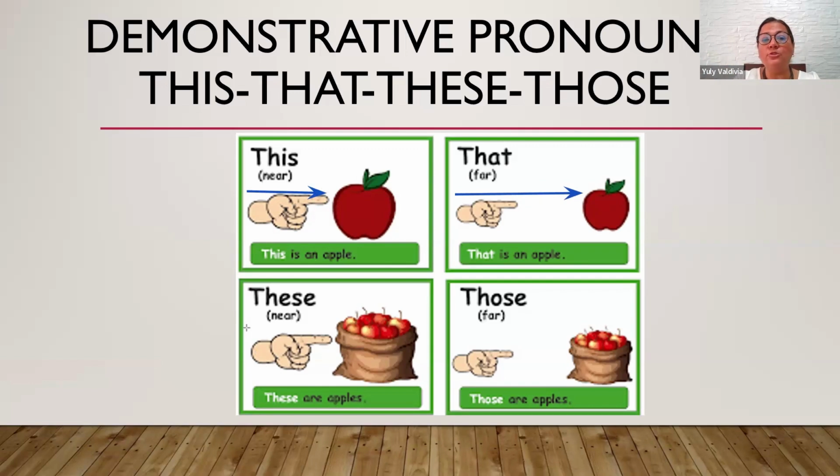What about this one? Wow, apples. 1 apple? No, we have a lot of apples. So this is when we have a lot and they are near, cerquita. And what about those? Those is when we have the apples or the object quite far from us. So, guys, remember, when we use this, that, these and those, we use them to demonstrate, to show something.